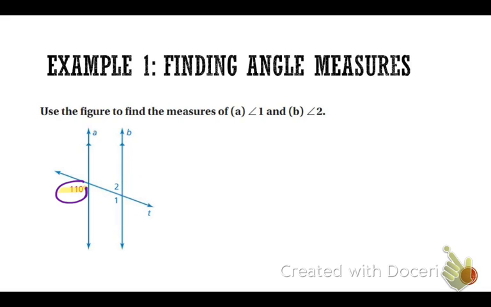Okay, we'll do a lot more practice on this. But because angle 1 corresponds with 110, it is the exact same measurement. Now that I know that angle 1 is 110 degrees because it was corresponding, if angle 1 is 110 degrees, how does angle 2 relate to angle 1?